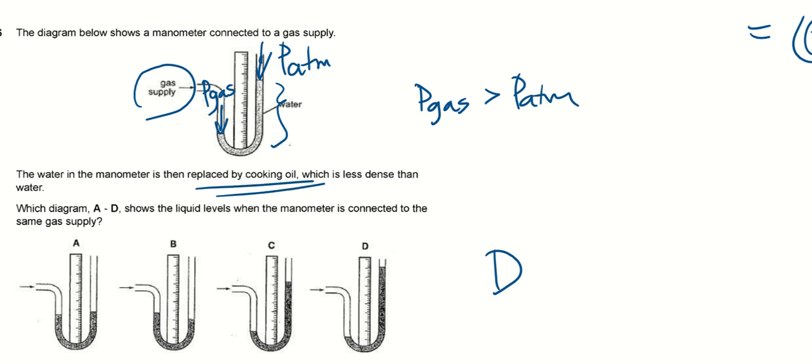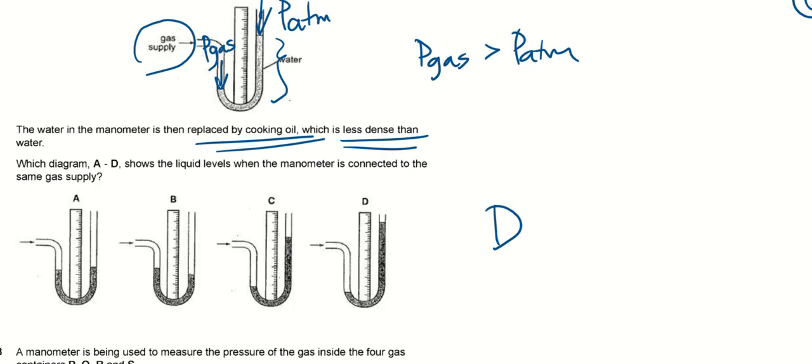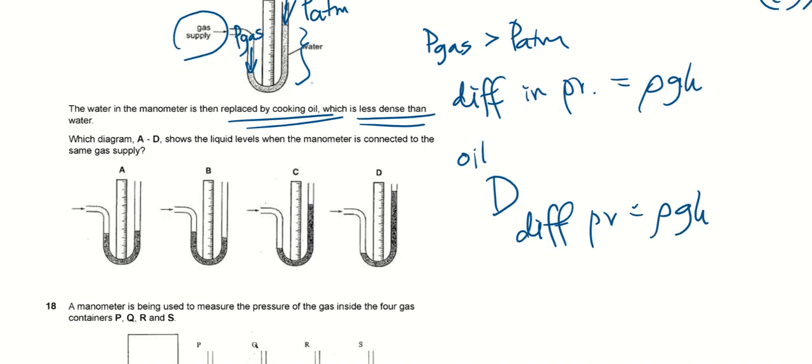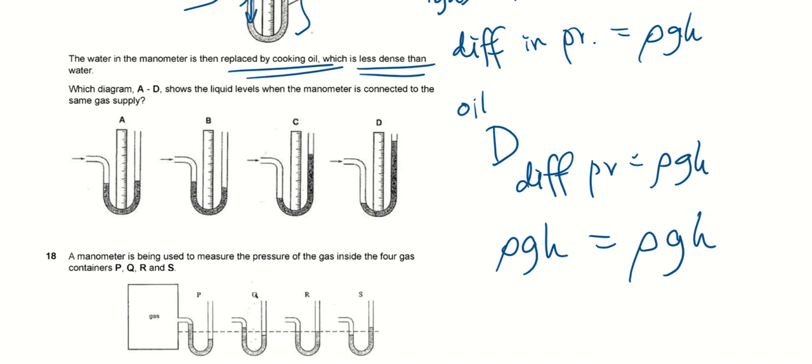It is now replaced by cooking oil. That means cooking oil is less dense, right? So, do we still have the same difference in pressure? Okay, the same difference in pressure is now your rho g h, correct? And now if let's say we use oil, it's still the same difference in pressure. It's also still rho g h, right? So can I say rho g h equals to rho g h? Of course. Rho g h of water, height of water equals to rho g h of oil.